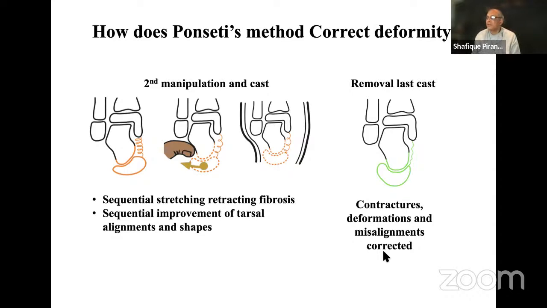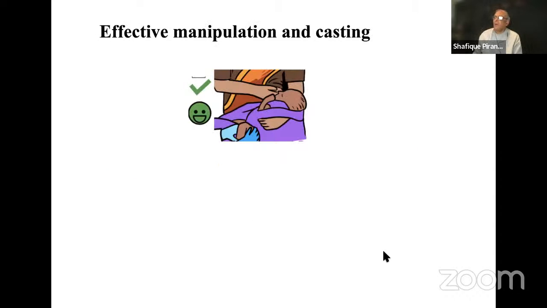So I wanted to just show this is kind of a hypothesis, a series of cartoons as to what we think actually happens, how the Ponseti method corrects the deformity. So what about this idea of effective manipulation and casting? Well, here's a baby, and the baby is, in this particular diagram, breastfeeding.